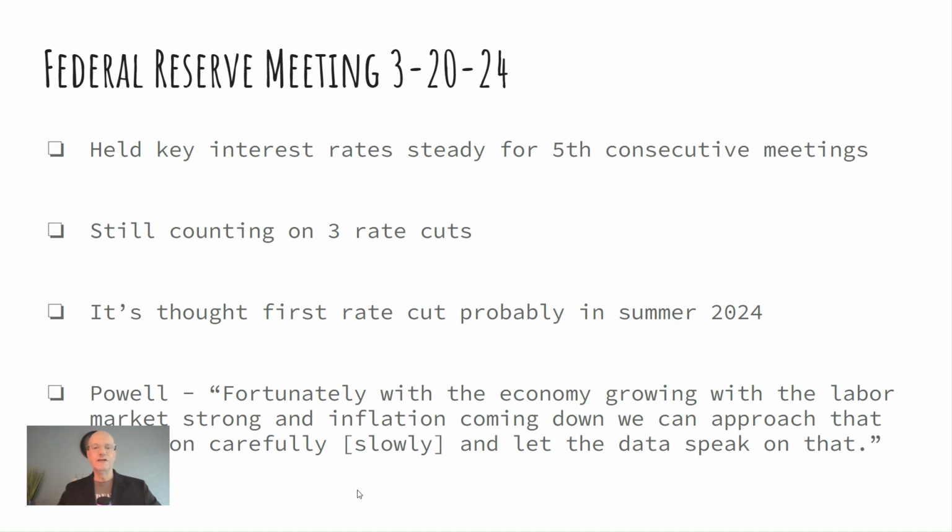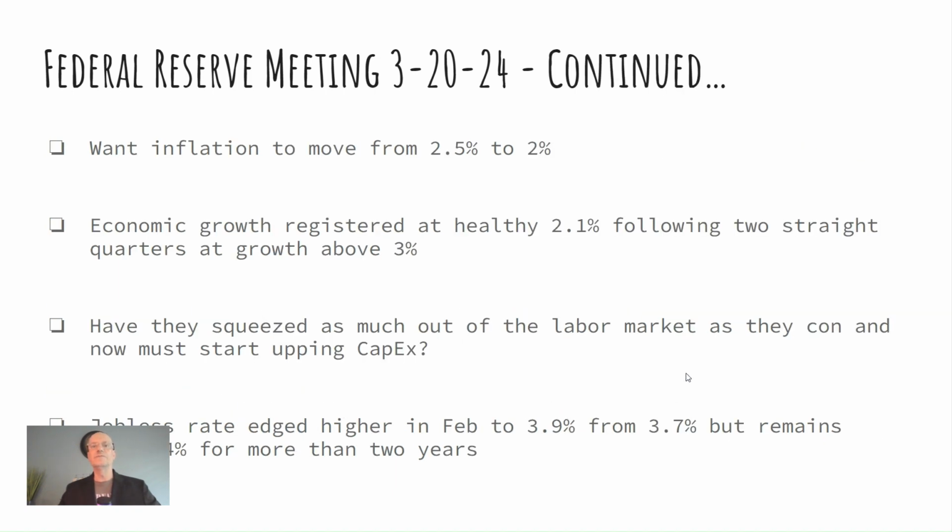And Powell said, fortunately, with the economy growing, the labor market strong, and inflation coming down, we can approach that question carefully, which he basically said carefully, meaning slowly, as far as I'm concerned, and let the data speak on that. So they're waiting to see how the data comes out, I think, towards summer, because that's when the housing market usually becomes cyclically a lot more robust. So they want to see how that cycle affects inflation, I think.